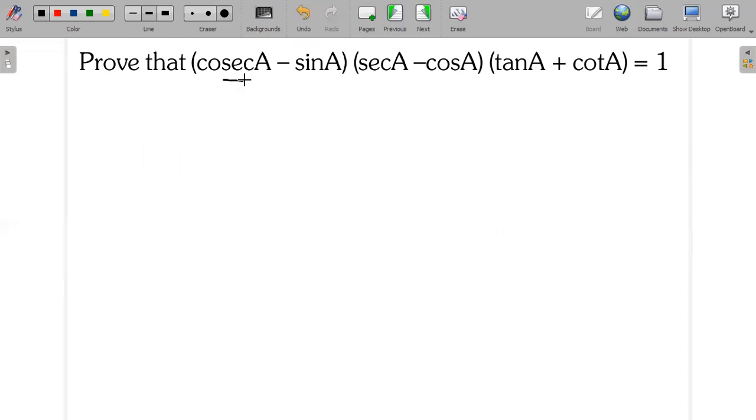I feel more comfortable with sine compared to cosine and cosecant. So I'll be replacing cosecant A with 1 over sine A, and then sine A will remain as it is. In the second one, secant A, I'll try to write this in terms of cosine A, since both are reciprocal to each other. So there you go.